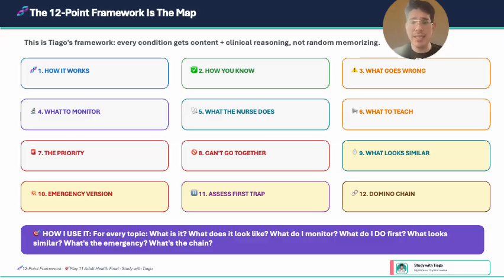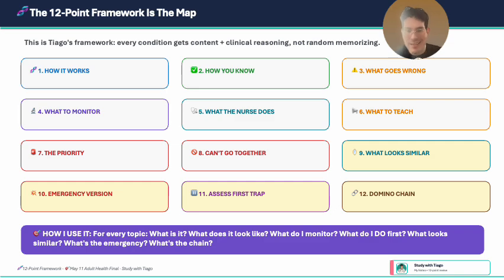If I say pancreatitis, I should be able to answer, what does the pain look like? What lab points to the pancreas? Why fluid matters? And what complications I'm watching for? If I say cholecystitis, I should be able to answer, where is the pain? What meal pattern triggers it? What Murphy sign is and means, and what post-op teaching keeps the patient safe.